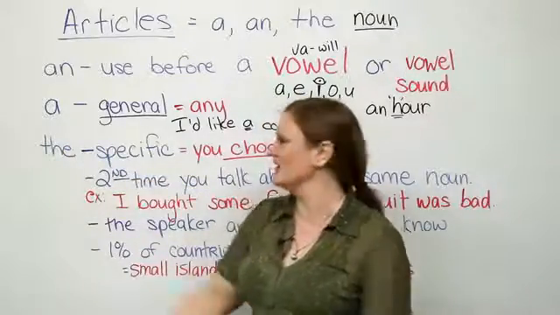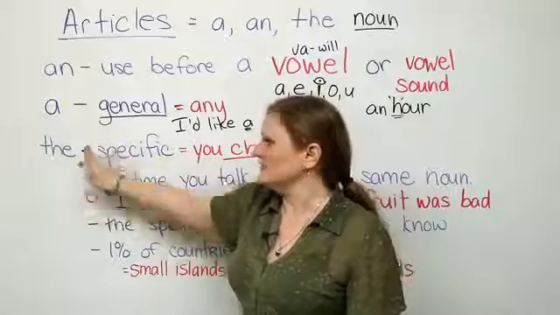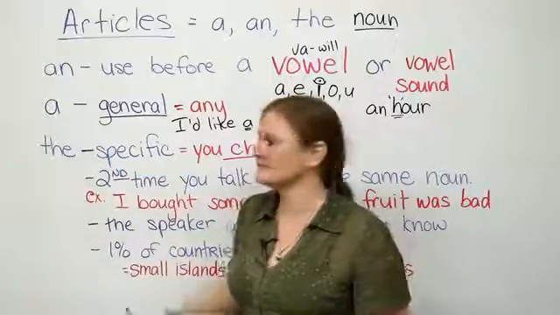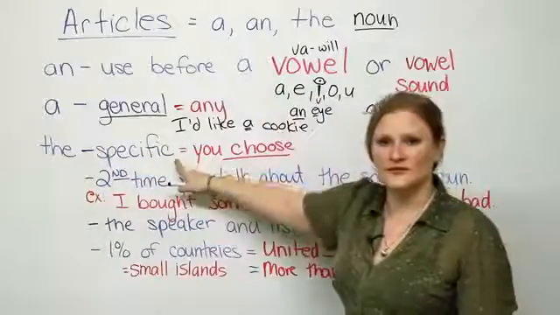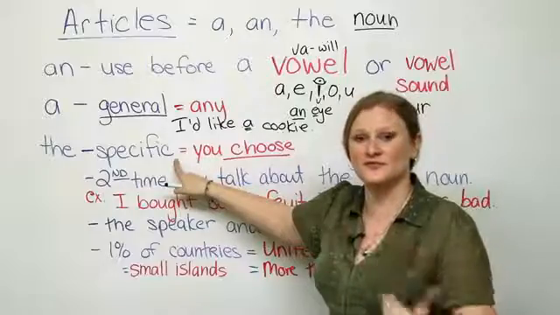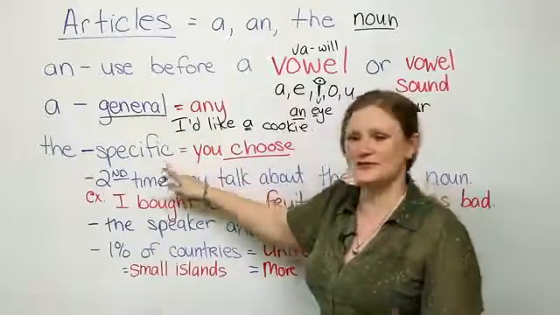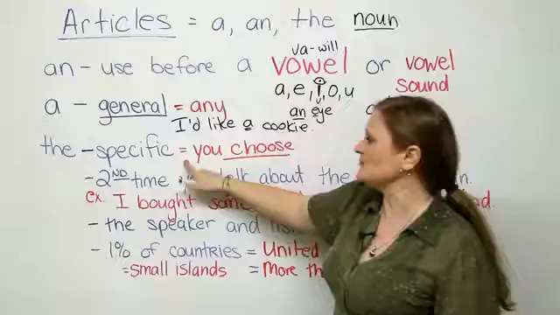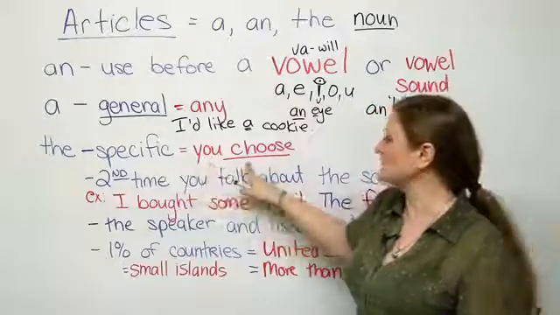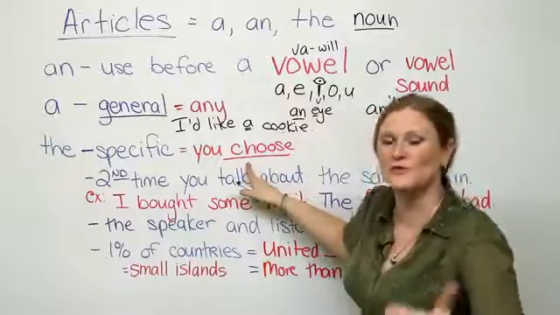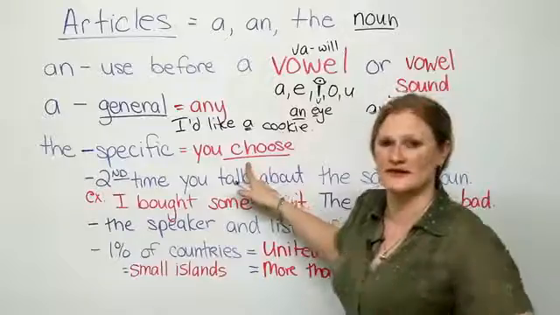The next is the. The is opposite to a. The means something very, very, very specific. General and specific are opposites. This means you actually choose which one you are going to get.